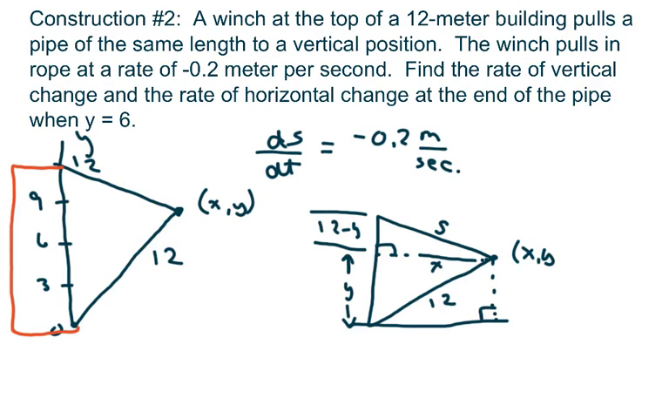A winch at the top of a 12-meter building, so this would be our building here, pulls a pipe of the same length to a vertical position and then pulls a rope at a rate of 0.2 meters per second. That's a change in our S right here. And we have to find the rate of the vertical change and the rate of the horizontal change at the end of the pipe when y is 6. So basically when y is 6.